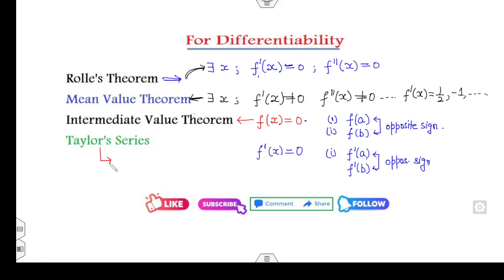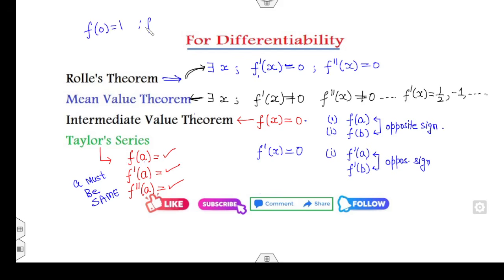And the last one is the Taylor series. Whenever the value at the point a is given, the value of f dash at the same point a is given, the value of the double derivative at the same point is given, make sure the a must be the same. For example, if somebody asks you f of 0 is 1, f dash of 1 is equal to 4, f double dash of 2 is equal to 3, can you apply the Taylor series? No, because the points 0, 1 and 2 are not the same.